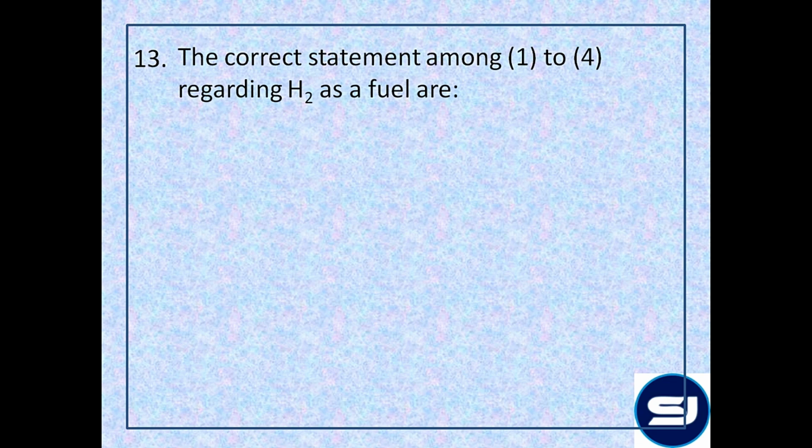The correct statements among 1 to 4 regarding hydrogen as a fuel are. So these are some factual statements which are being given. We need to identify the correct statements. It produces less pollutants than petrol or gasoline. Yes. Hydrogen on combustion would produce only water. In fact, with the impurity of dinitrogen, it can produce oxides of dinitrogen. But overall, the pollutants would be less in comparison to petrol or gasoline.